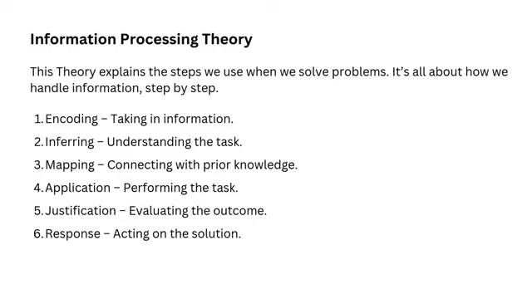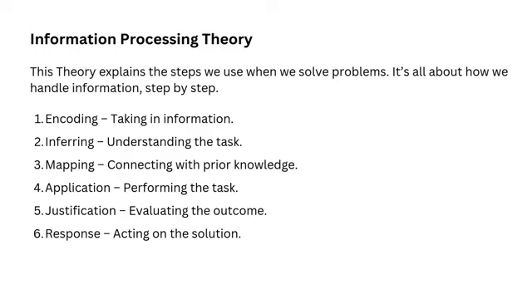Encoding. First, you look at the recipe and your brain identifies the important information. This means you are reading the ingredients, the cooking time, and the method. So your brain is encoding, or taking in, the information. Next, inferring. Here you infer what you need to do. When the recipe says saute the onion, for example, you know from past experience that you need to cook them until they are soft and slightly brown.